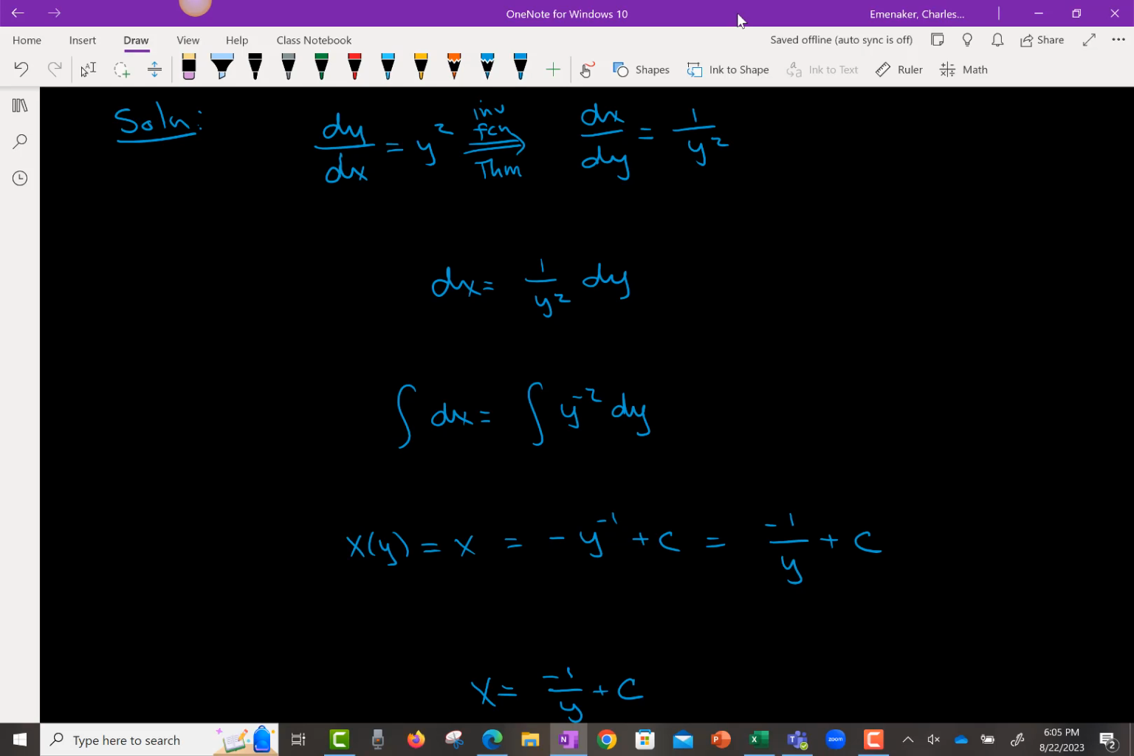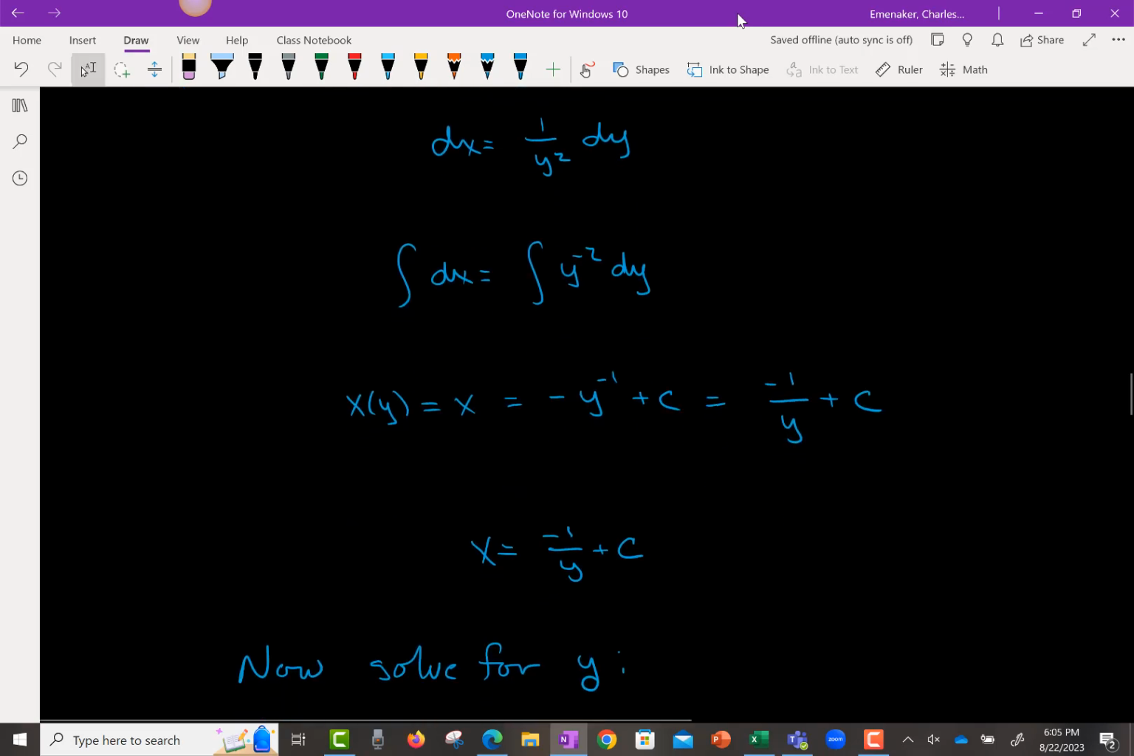Okay. And that's going to give us the equation dx is equal to 1 over y squared dy. I can apply the antiderivative to each side. Remember, 1 over y squared can be written as y to the negative 2, and integrate. On the left side, what we wind up with is x in terms of y, which we're just going to shorthand to be x equals.